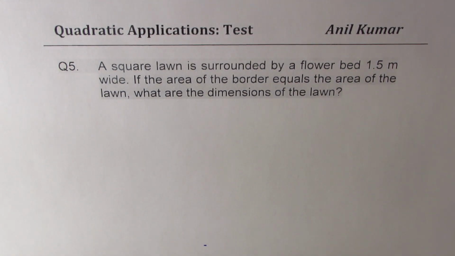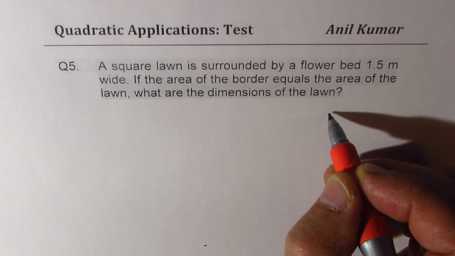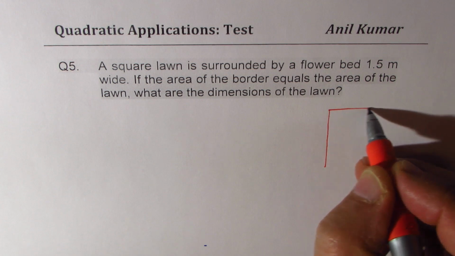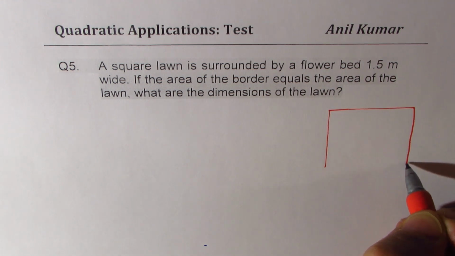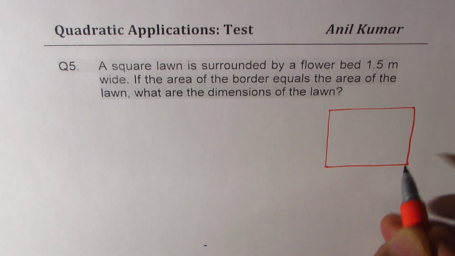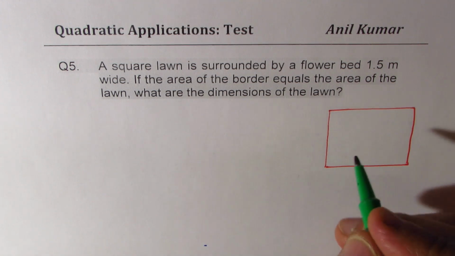Here is the last question, question number 5. A square lawn is surrounded by a flower bed 1.5 meter wide. If the area of the border equals the area of the lawn, what are the dimensions of the lawn? So we have this big square which is the flower bed surrounding the lawn.